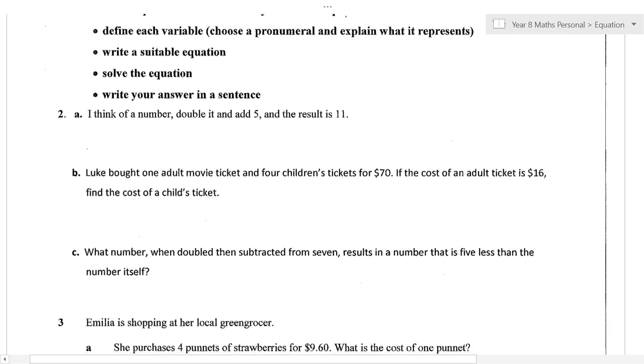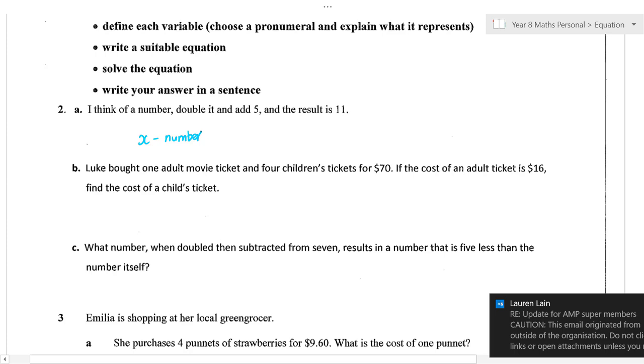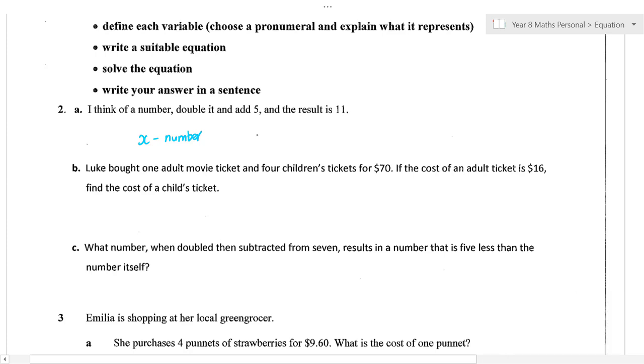Now, step 1, I think of a number, double it, and add 5, and the result is 11. So let's call that number x. So x is the number. What we're going to do is double that number and then add 5, and the result is 11, like so.